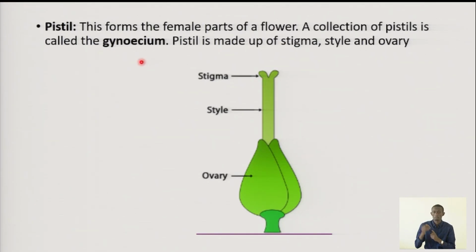Here, the collection of pistil is what we call gynoecium, the female parts of the flower, while the male parts of the flower are called androecium.